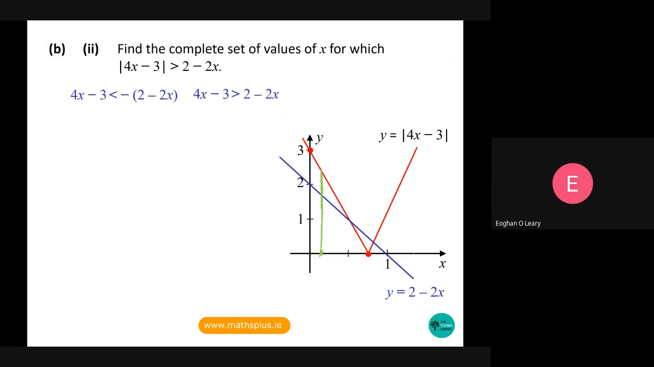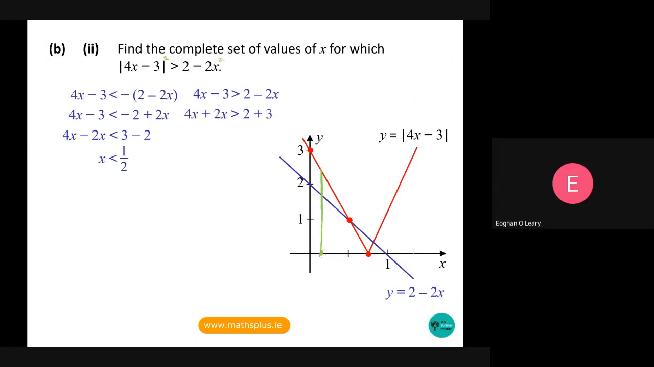But what we can do here, different people will do different things, but you could square both sides to solve this. Or you can take what we call the plus or minus case. And so the plus or minus case is shown here. You're going to get 4x minus 3 is less than minus 2 plus 2x. 4x minus 2x is less than 3 minus 2. And when I solve that, I'm going to get x is less than a half. So I'm looking at the values to the left of a half.